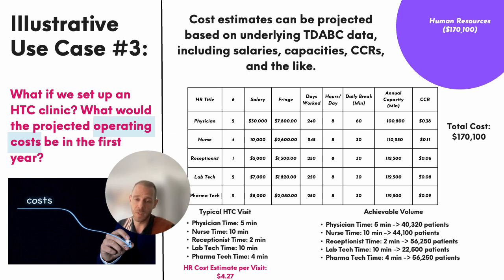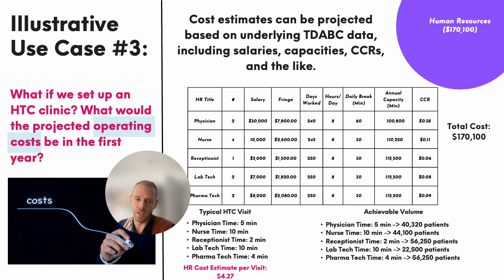For nurses, it's quite a similar story. A little bit over 40,000, closer to 44,000 patients could theoretically be seen. That's because even though nurses are required to spend about twice as much time with each patient, we're hiring twice as many nurses, right? We're hiring 4 rather than 2 in the case of physicians. So the math works out well.